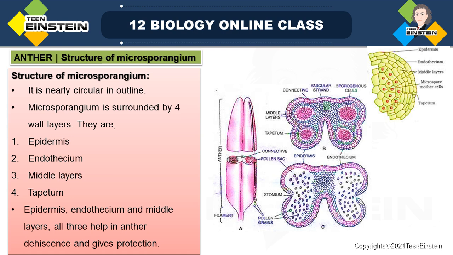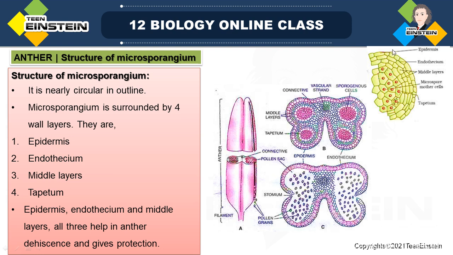Okay, so the structure of microsporangium. The microsporangium is nearly circular in outline, and it is surrounded by 4 wall layers. Which are the 4 wall layers? Epidermis, endothecium, middle layers and tapetum. Those are the 4 wall layers.